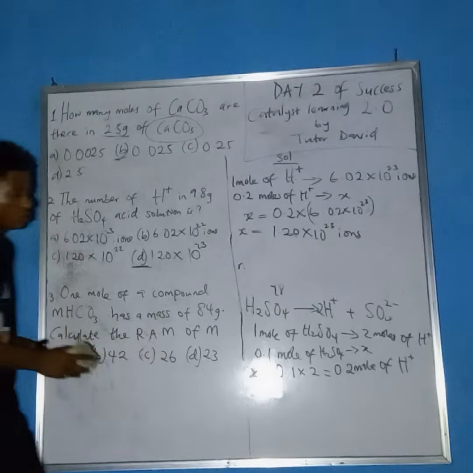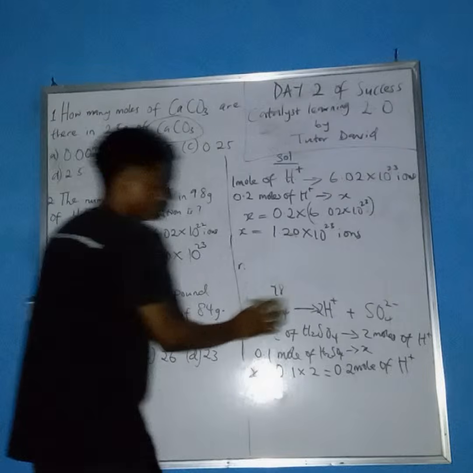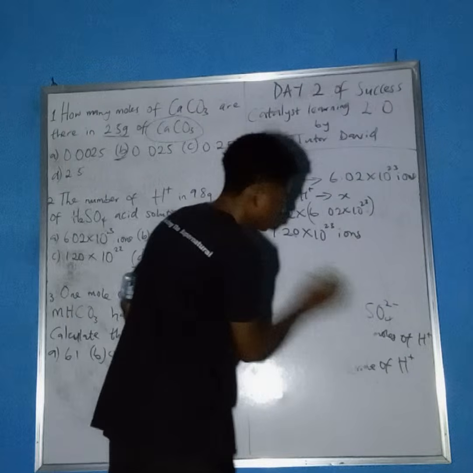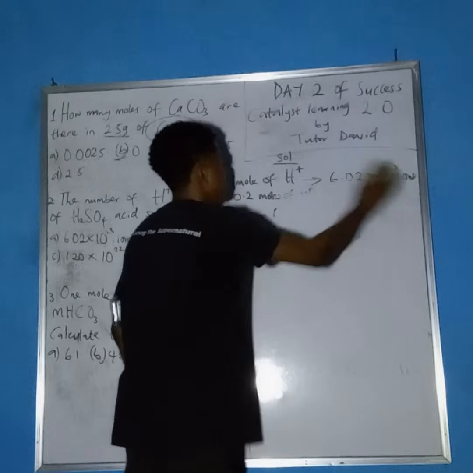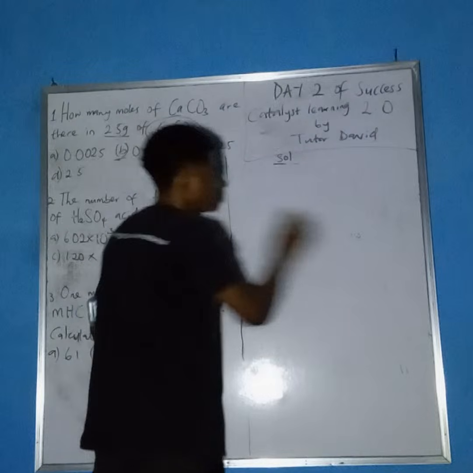So, next question says 1 mole of a compound NHCO3 has a mass of 84 gram. Calculate the relative atomic mass of N. Now, this question is very easy. Right? It is not even difficult at all. Why do I say so?